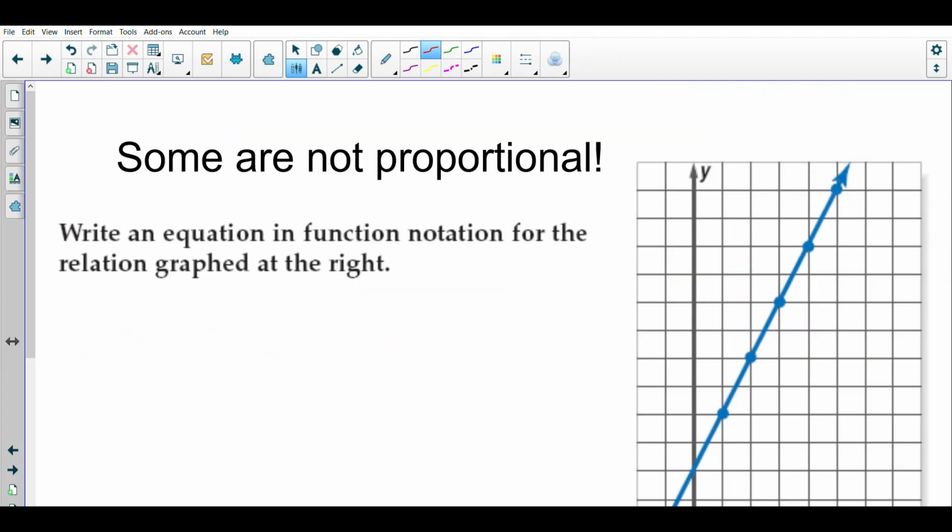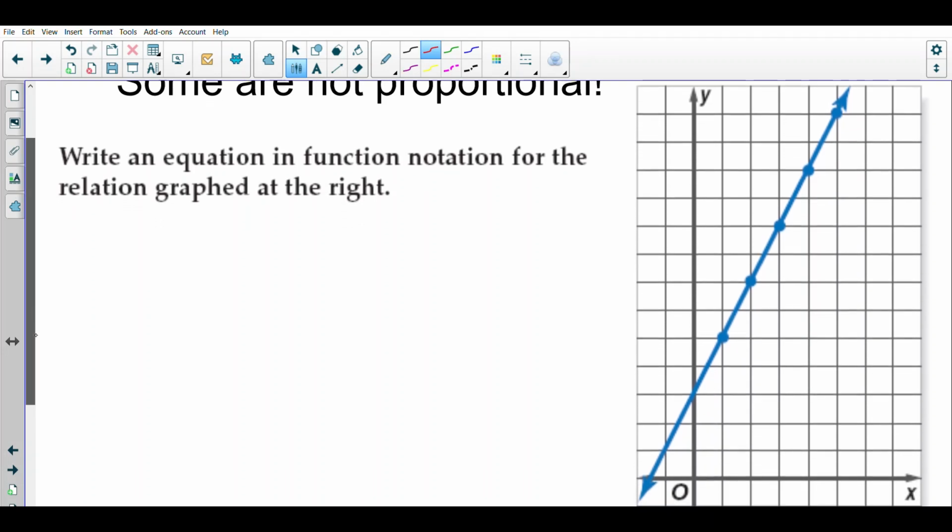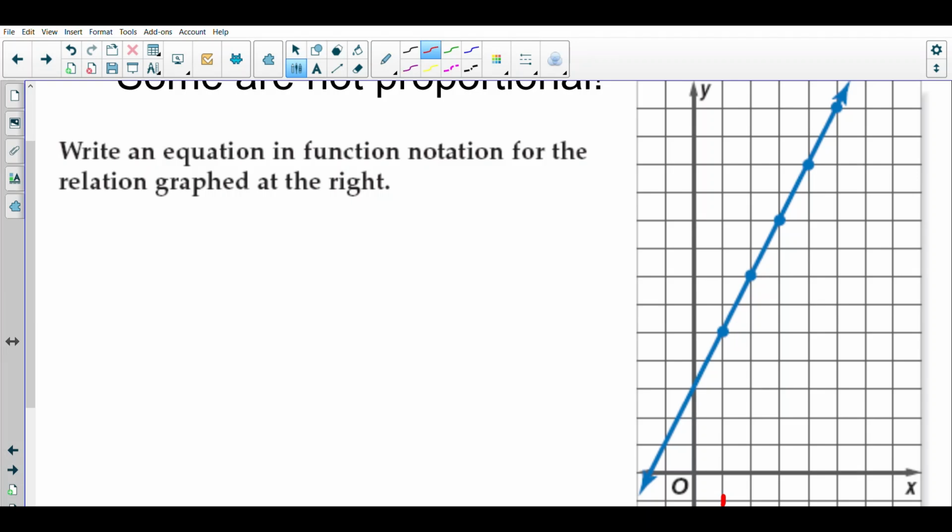All right, now some are not proportional. This is where it gets a little bit trickier. Write an equation in function notation. Remember, function notation is just f of x. So instead of y equals, we'll just write f of x. Now it's a little bit different. As we look at this, we see the points here.